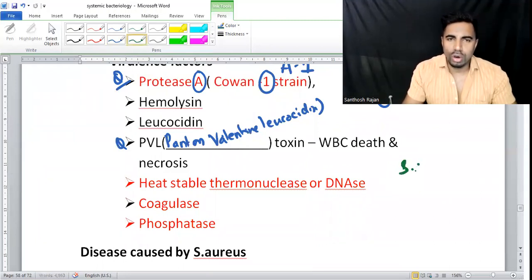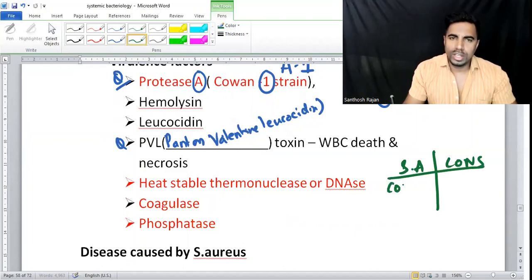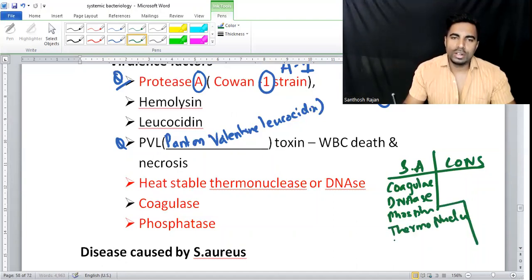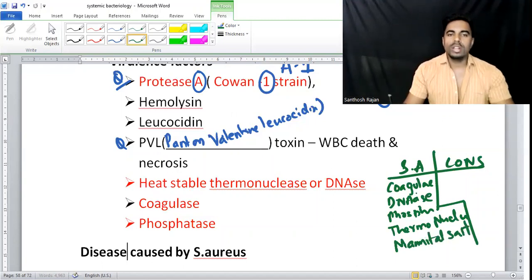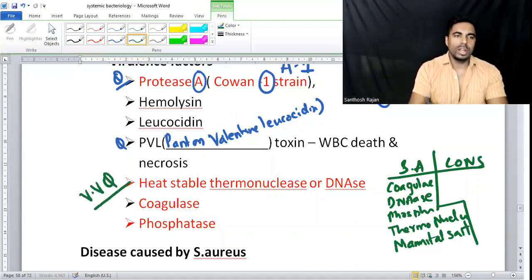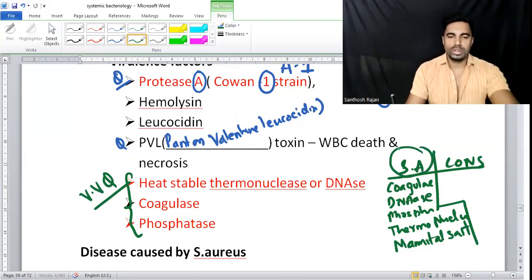Apart from that, if you want to differentiate Staphylococcus aureus from the CoNS, this is a frequently asked question. What are the tests to differentiate? One is coagulase, which is positive for Staph aureus. With that, DNase, phosphatase, thermonuclease, and also mannitol salt agar. These are the things to differentiate Staphylococcus aureus from the CoNS. You can have a question for sure. Very, very important, because these are the tests specific only for Staph aureus, not for the CoNS. Okay, got it?